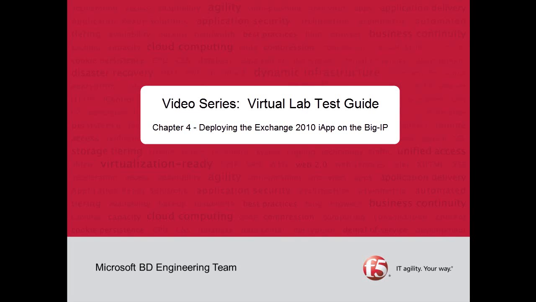This series provides guidance on installing and configuring the BIG-IP Virtual Edition for use in a Hyper-V lab environment. In the previous 3 chapters of this video series, we downloaded, installed, and configured the BIG-IP Virtual Edition in preparation for use in our Exchange 2010 lab environment. In this final chapter, we will demonstrate the power of iApps and how we can quickly and easily deploy an Exchange 2010 infrastructure.